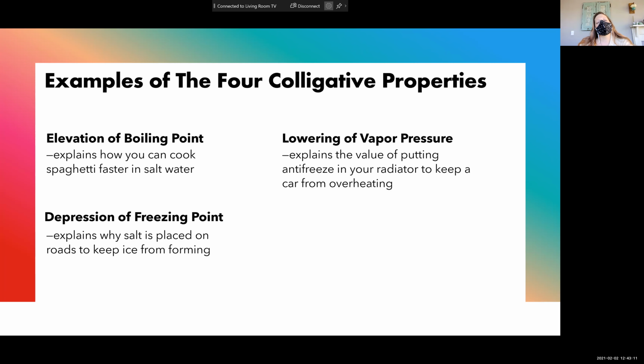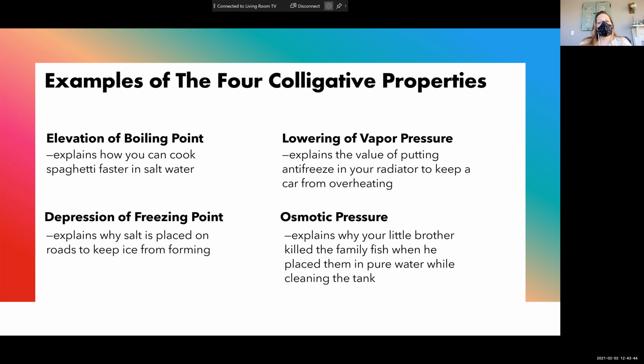So another colligative property is the lowering of vapor pressure. This explains the value of putting antifreeze into your radiator to keep your car from overheating. If you think about this again, these all go together. It keeps your car from overheating, but it also elevates your boiling point so it doesn't overheat. It doesn't turn into gas. It has to get really high before it boils. And over here, of course, it's called antifreeze for a reason, right? You don't want the water in your radiator to freeze. That would be bad. And then osmotic pressure.